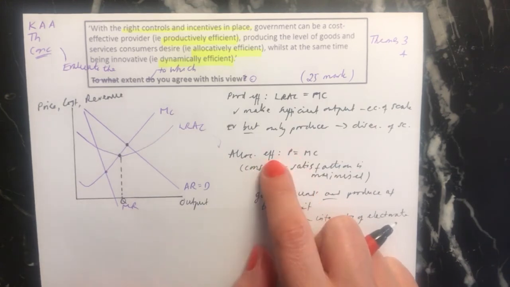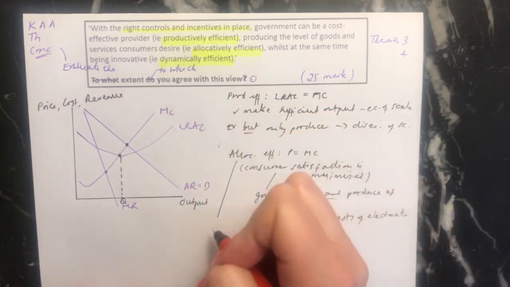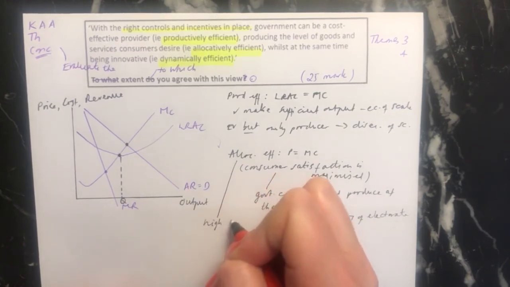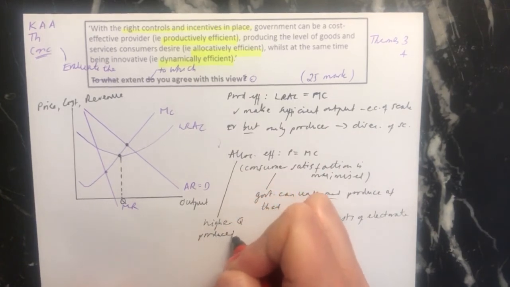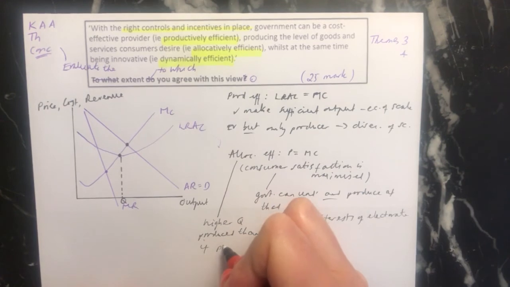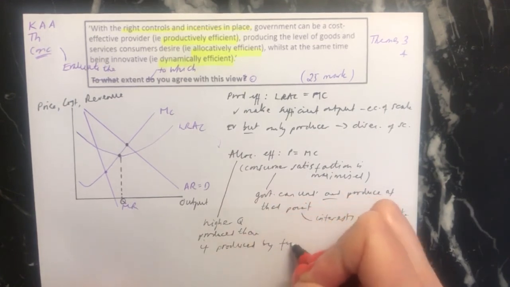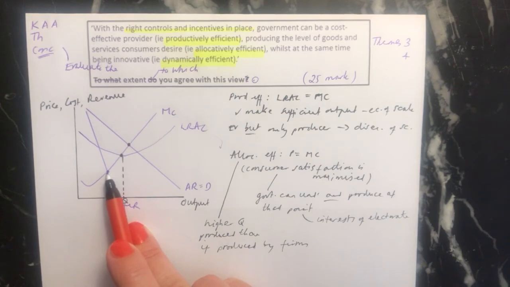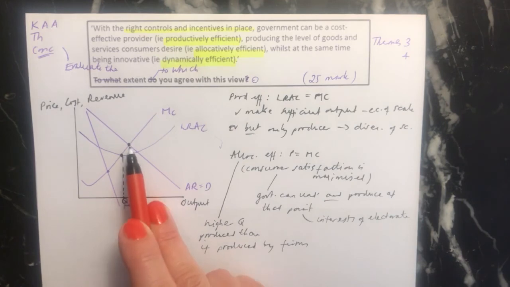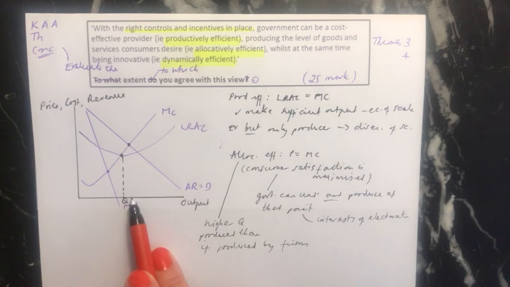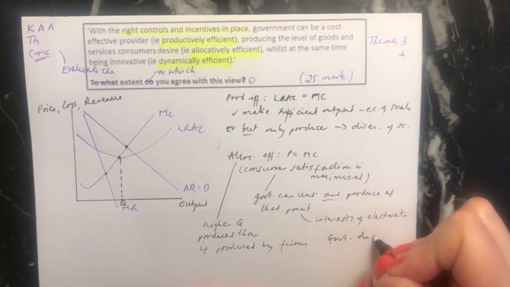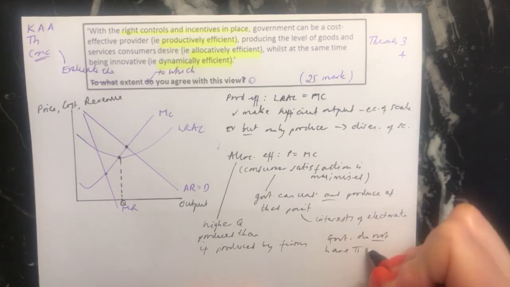Also, if the government are being allocatively efficient, they are producing more. So it's a higher quantity that's being produced than if produced by firms. We know on the diagram, if you had firms producing things, you'd be producing at the profit maximizing level of output, which is here. Whereas if you're allocatively efficient, the government are choosing to maximize consumer satisfaction, they'd be producing here. So it would be a higher quantity. And they're more likely to want to do that because they don't have the profit motive.